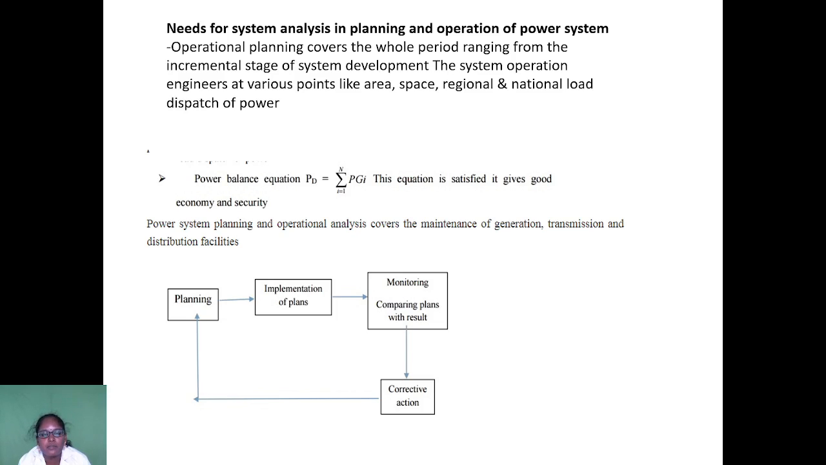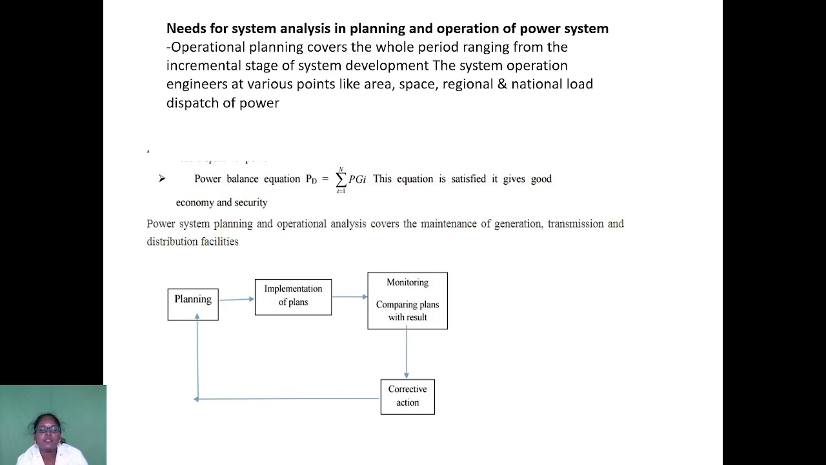Normally, the power balance equation is given by PD equals the summation of PGi, for i equals 1 to n, where n is the total number of generators in the system. PG means power generation and PD means power demand. If this equation converges, we say that the power system network gives good economy and security.